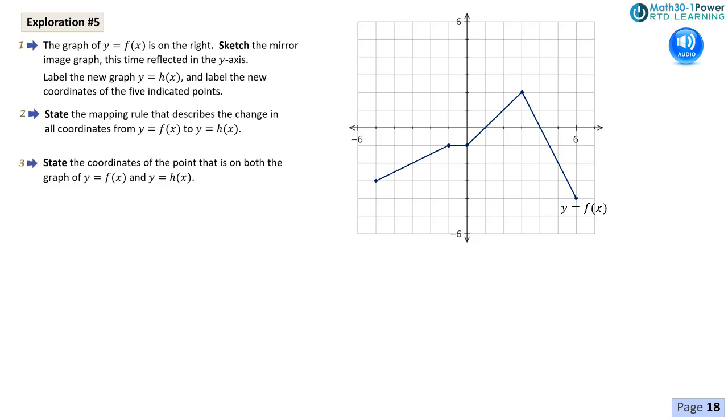Exploration number 5 is another chance to work with a reflection on a piecewise function. This is actually the same piecewise function from exploration 2, but this time we'll reflect it in the y-axis. So rather than changing the y-coordinates from positive to negative and vice versa, we'll change the x-coordinates from positive to negative and vice versa. Take a second to map the 5 indicated points on the graph to their new locations.